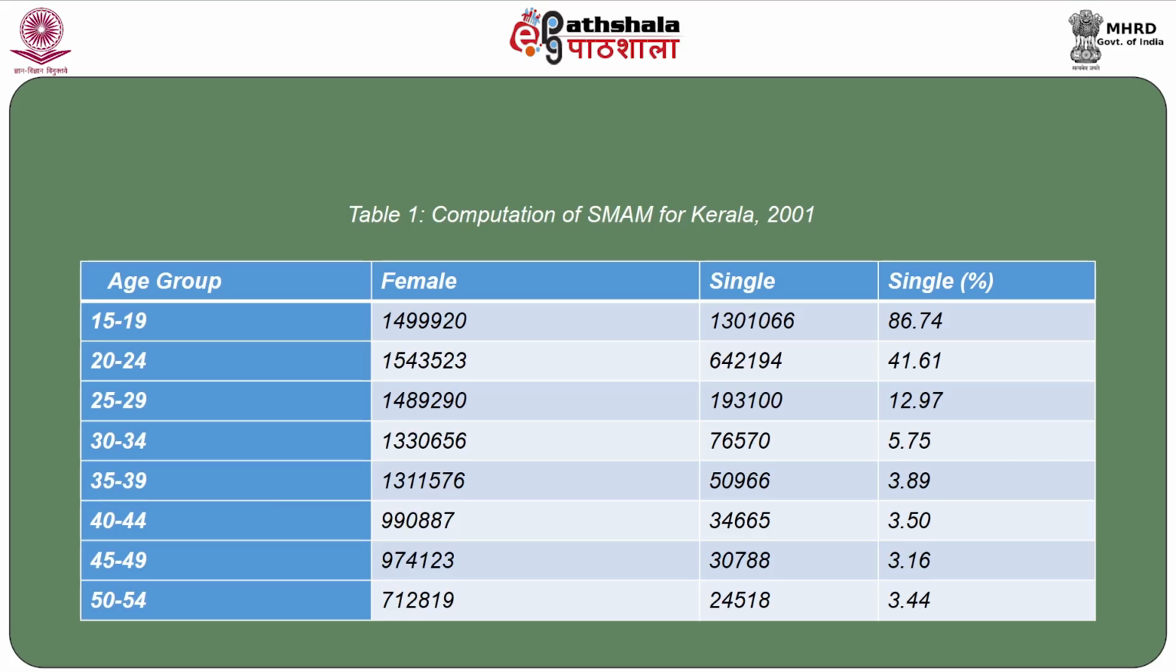By 25-29, it reduced to 13%, and it continued to decline to about 6% by 30-34, and to about 4% by 35-39, and 3.5% by 40-44 and 3.16% by 45-49. By the age 50-54, 3.4% of the females in Kerala in 2001 were single.